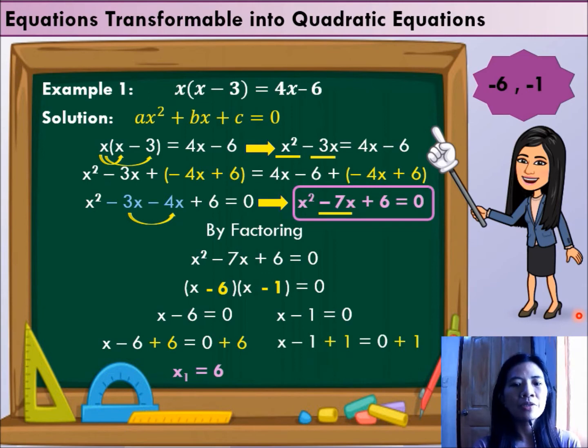Now let's solve another equation: x minus 1 equal to 0. Again, we get the additive inverse of negative 1, which is positive 1, and add it to both sides of the equation. Minus 1 plus 1 is 0, so x sub 2 equals 0 plus 1, which is positive 1. Therefore, these are the solutions of your quadratic equation in example number 1.